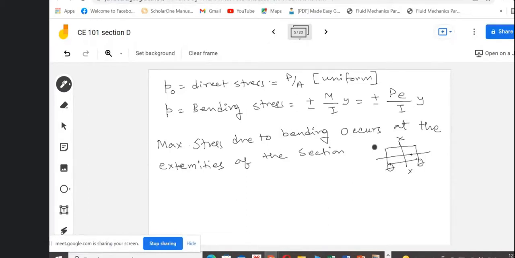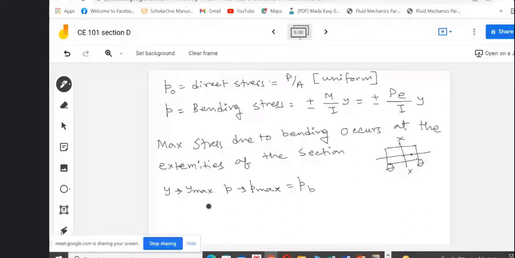Maybe maximum, and here it will be 0. To look for the maximum amount of bending stress, let us find where the maximum bending stress will occur. For y equals y max, the stress will be the maximum. Let's denote it as, say, PB. B denotes the bending, okay?